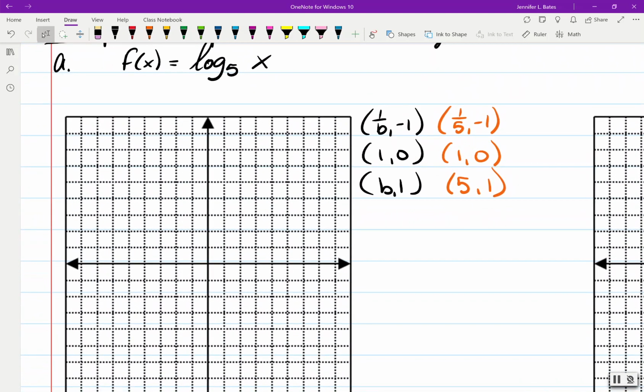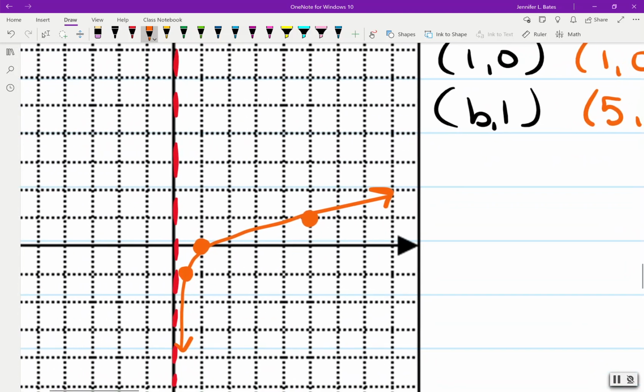So there's no shifting, no stretching, no compressing, no reflecting. So I'm going to just start by drawing my asymptote. It goes along the y-axis. We have to draw this every time we draw one of these. And then I'm going to plot my 3 points. So (1/5, negative 1) is about here. We're going to guesstimate where 1/5 is. It's kind of hard to be accurate, but we're just going to guesstimate. Then we're going to draw on the rest of our points. So our graph should look like this.